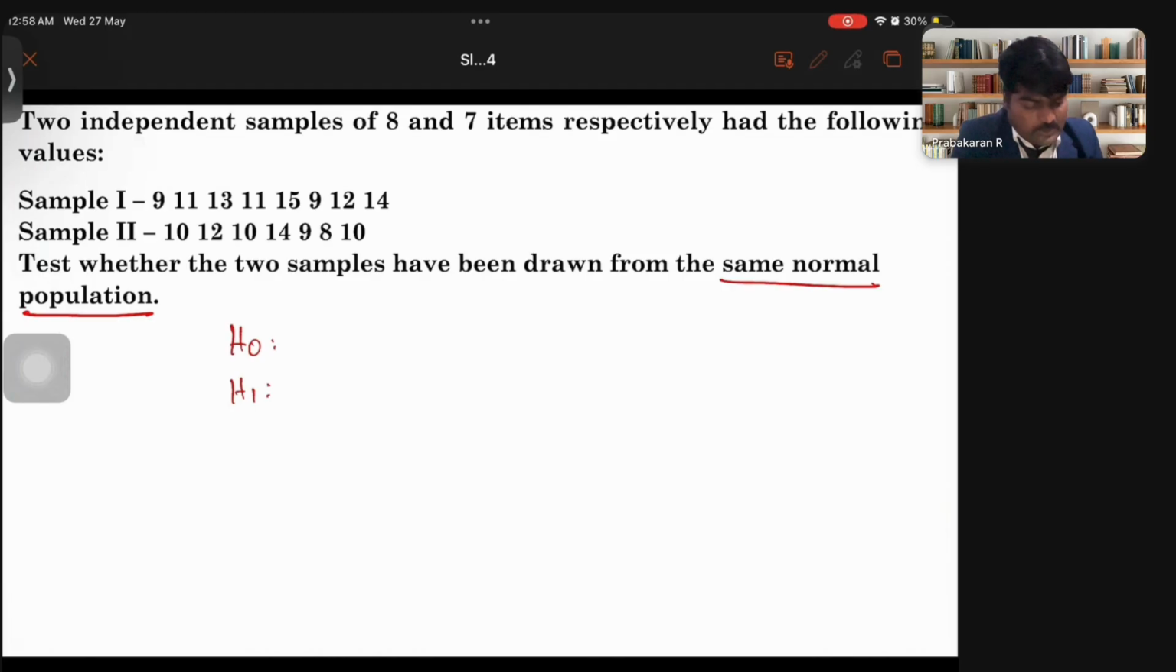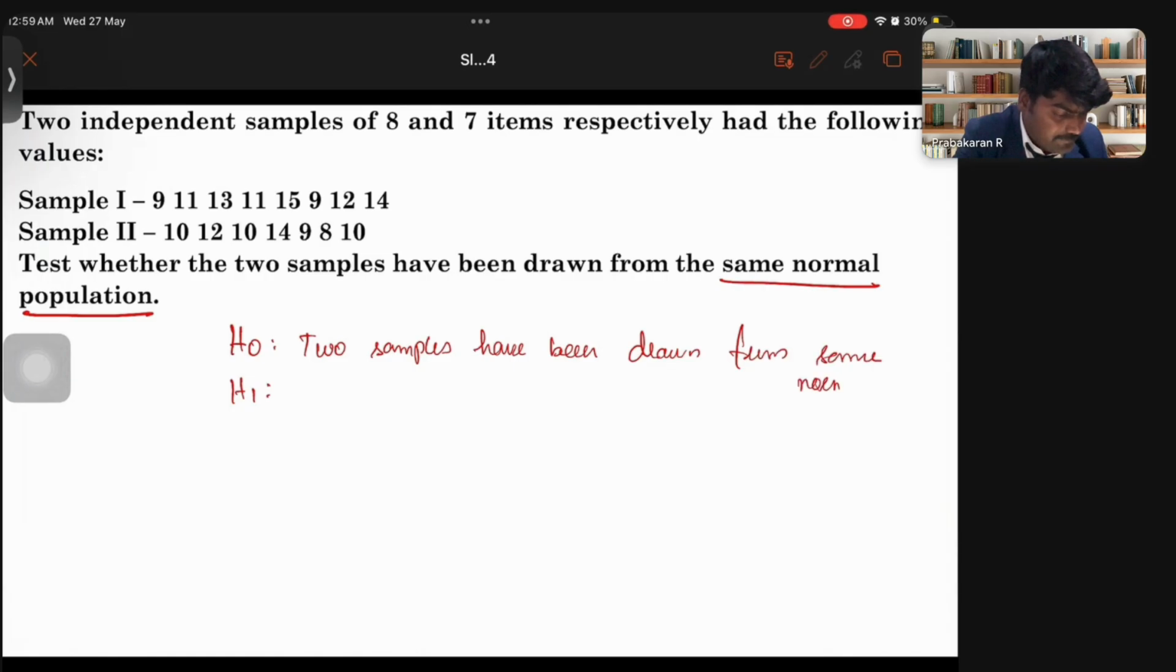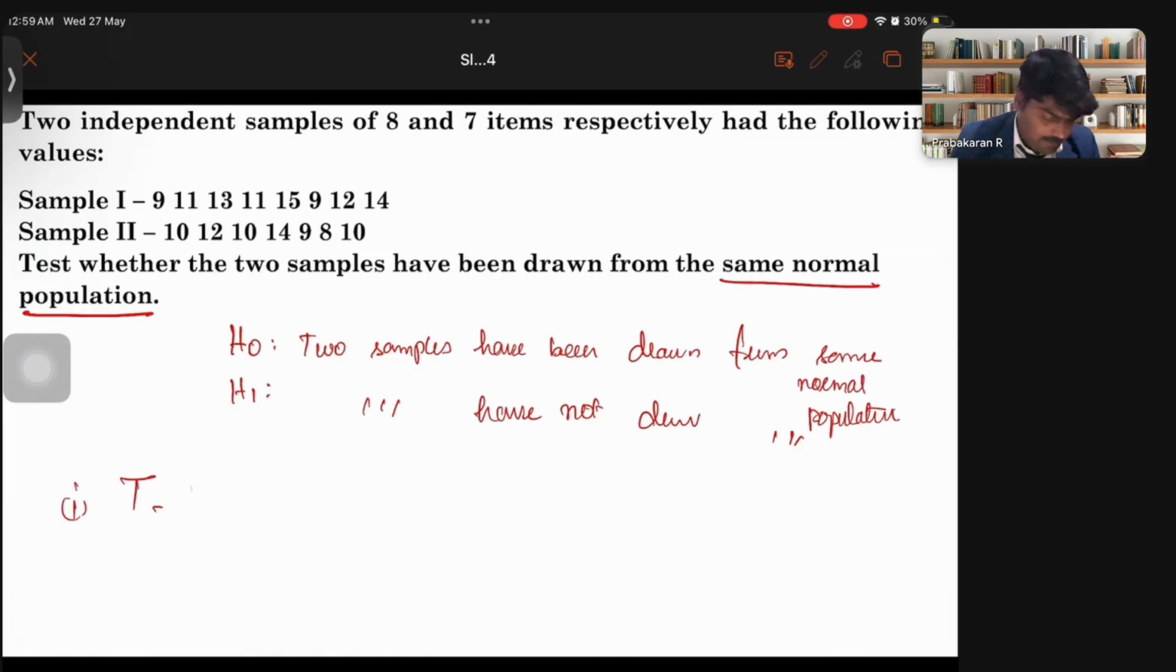So we can write: two samples have been drawn from the same normal population. And for the alternative: two samples have not been drawn from the same normal population. Next we can go for applying the t-test, the first t-test.